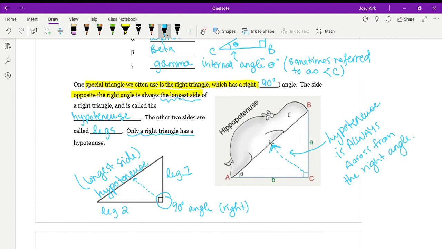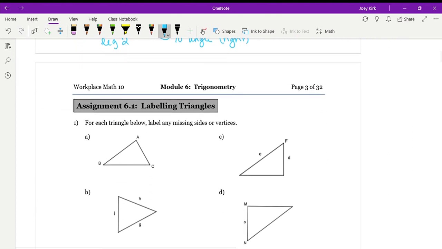Okay, so 6.1, labeling triangles. Please do all of these. The key for this will be in the notes because I don't really have a key specifically for this part. So the key is in the filled note package. All right, so start there, and we'll then move on to 6.2.